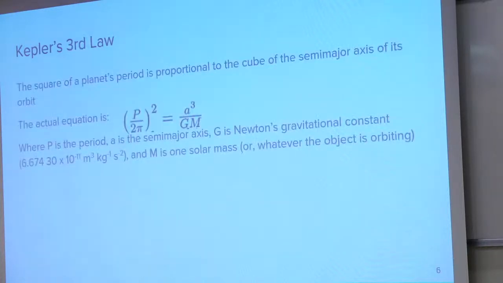And then Kepler's third law is that the square of a planet's period is proportional to the cube of the semi-major axis of its orbit. The actual equation can be expressed like this, with 2 pi over that, and then the G, which is Newton's gravitational constant, it has this value, but I'm not doing math today, so whatever. And then M is the solar mass, or if you're applying this to something that is not orbiting the sun, it would just be the mass of whatever the object is orbiting.